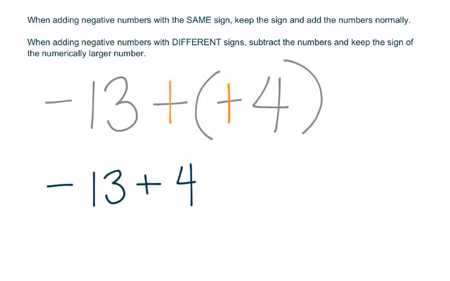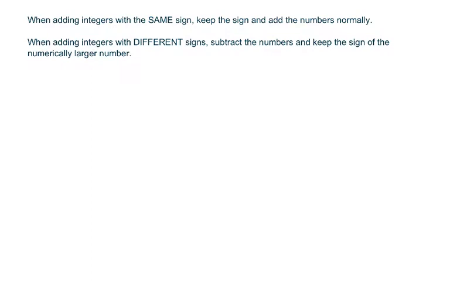And then we can look up here. When adding integers with different signs, subtract the numbers and keep the sign of the numerically larger number. It says negative numbers up there, but it should say integers, I'm sorry. 13 minus 4 gives you 9. 13 is larger than 4 and 13 is negative, so your answer is negative 9. And I'm actually going to go ahead and change that to say integer so that it's not confusing. Now that that's been changed, let's look at another one.